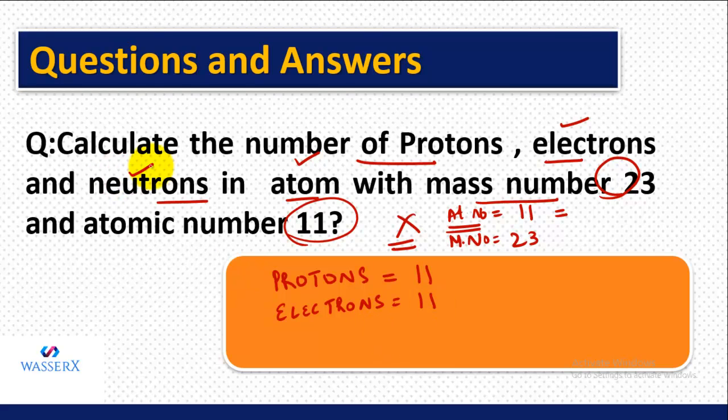Third, we have to look for neutrons. How will we calculate it? We know that mass number is 23 and mass number is protons plus neutrons. Protons we have already calculated, it is 11, and neutrons we need to calculate, and mass number is given as 23. So when you solve for it, you will get 12. So neutrons in this case is calculated to be 12. So this is how you're going to solve if you have an atom with atomic number and mass number given.